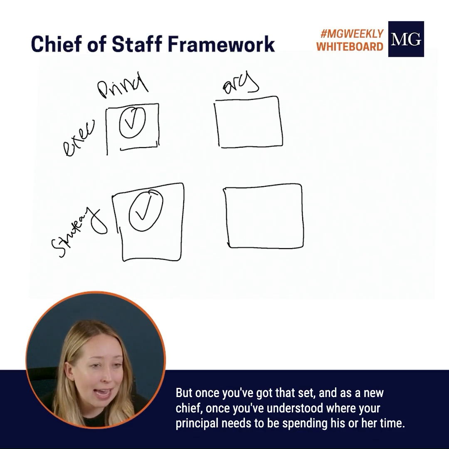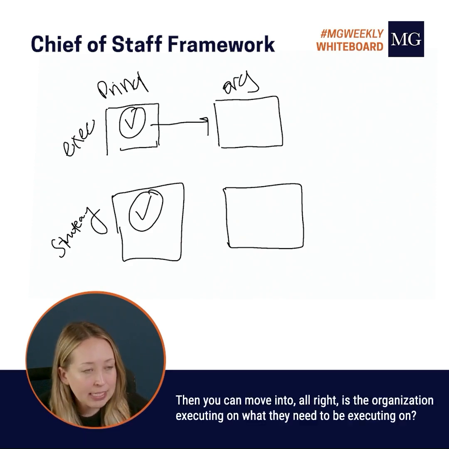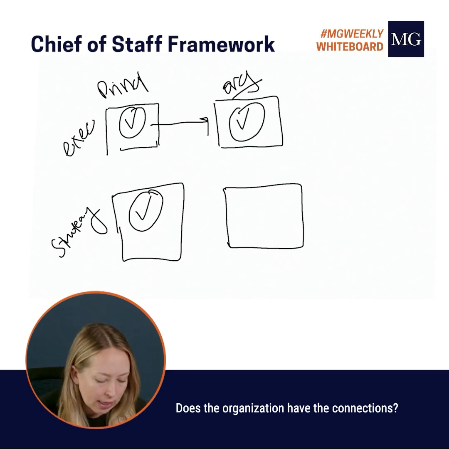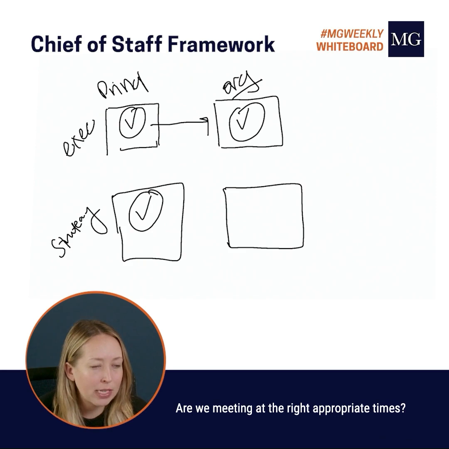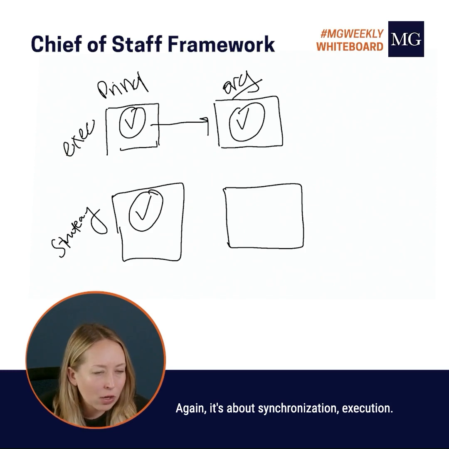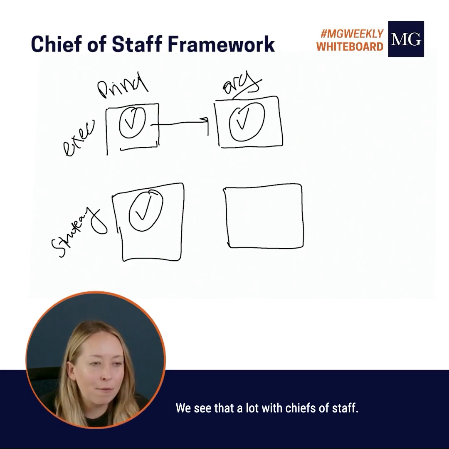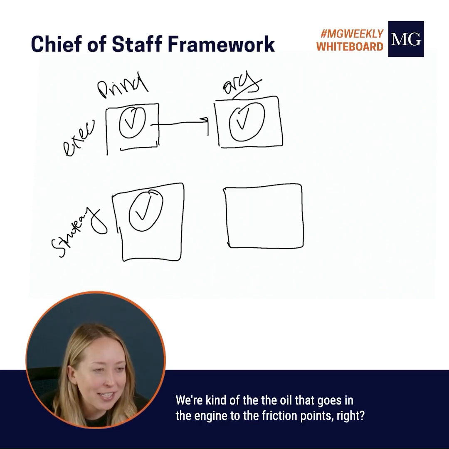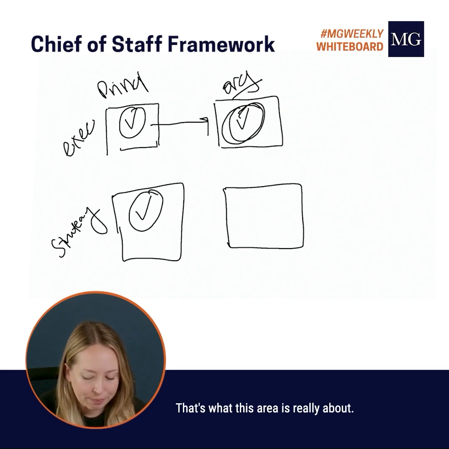But once you've got that set, and as a new chief, once you've understood where your principal needs to be spending his or her time, then you can move into, all right, is the organization executing on what they need to be executing on? Does the organization have the connections? Are we synchronized as an organization? Are we meeting at the right appropriate times? Are people getting information they need to do their jobs? Again, it's about synchronization, execution. You're really just helping get things done. We see that a lot with chiefs of staff. We're kind of the oil that goes in the engine to the friction points, right? We just help people get things done. That's what this area is really about.